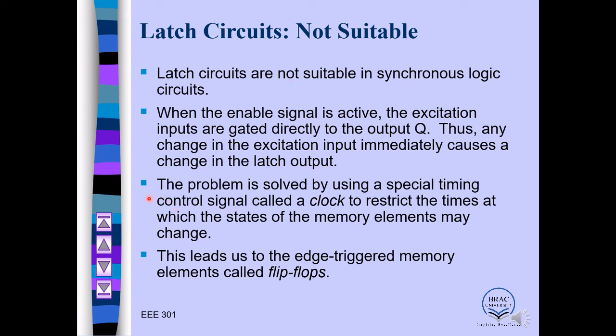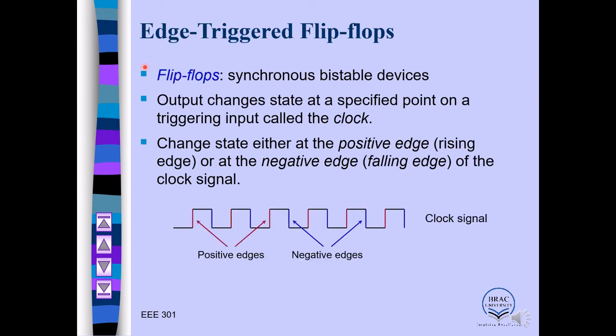The problem is solved by using a special timing control signal called a clock. Using a clock, we can eliminate this kind of situation and restrict the times at which the state of memory elements may change. This leads us to the edge triggered memory elements called flip-flops. So in a flip-flop this kind of problem is actually solved. Now we'll discuss the flip-flop.